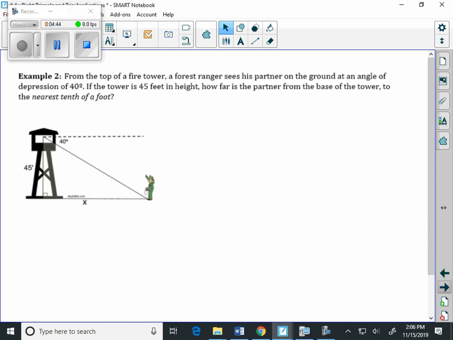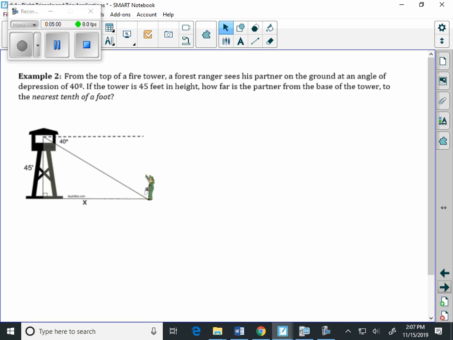So let's take a look at some examples. It says, from the top of the fire tower, a forest ranger sees his partner on the ground at an angle of depression of 40 degrees. If the tower is 45 feet in height, how far is the partner from the base of the tower?